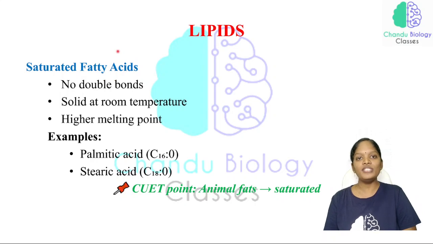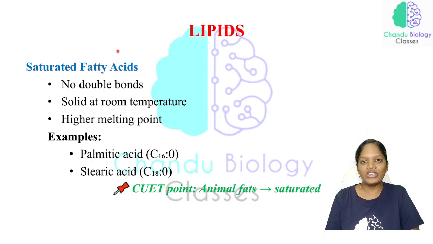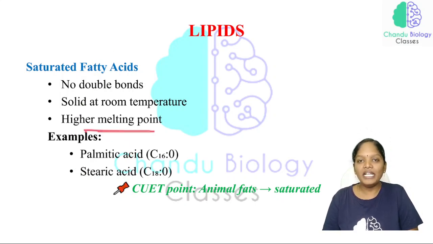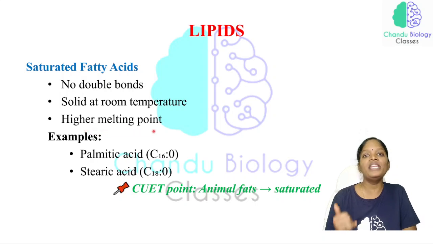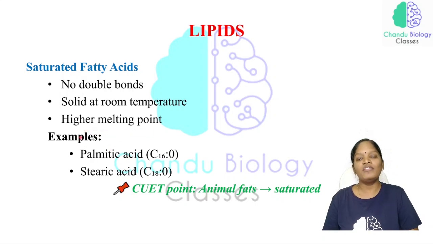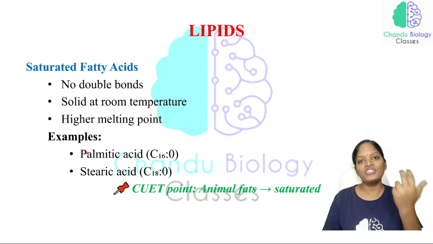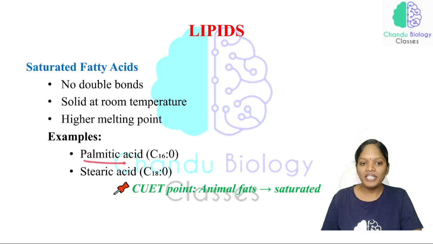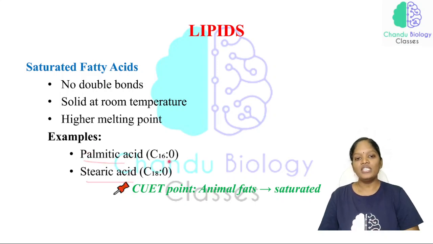One of the most important features of saturated fatty acids is that they will be solid at room temperature. Whenever saturated fatty acids are present at room temperature, they will be solid, and they have a higher melting point. Examples of such saturated fatty acids are palmitic acid and stearic acid. So this is very important.